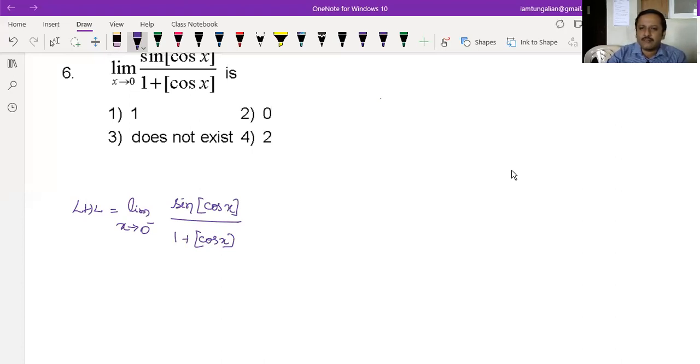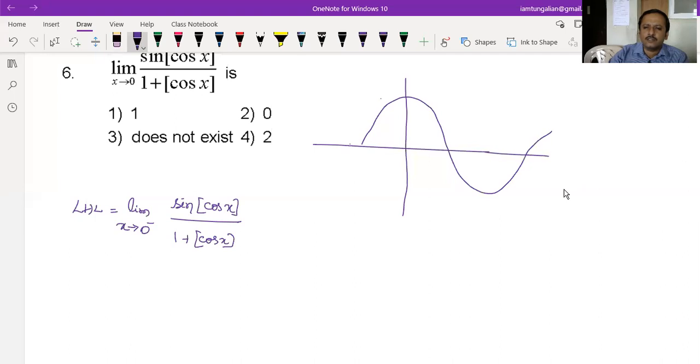So I would like to draw the graph of cos x here. Cos x. This is the graph of cos x, right? This is 0, pi by 2, pi, 3 pi by 2, minus pi by 2. Okay. At 0.